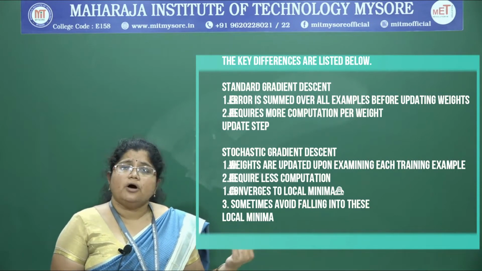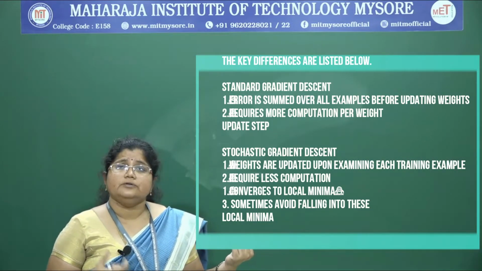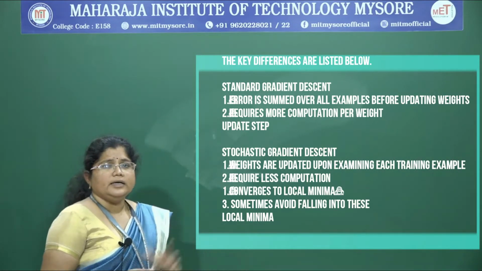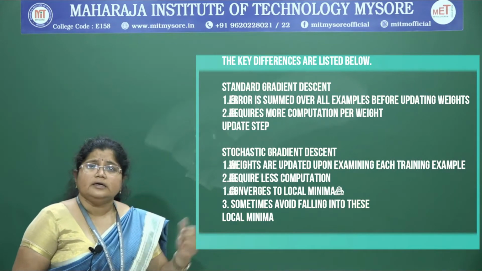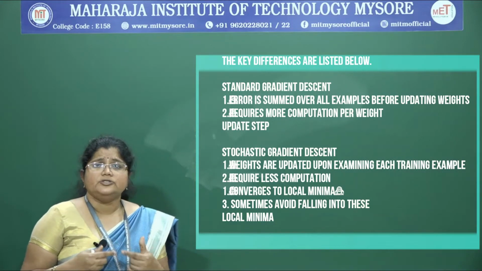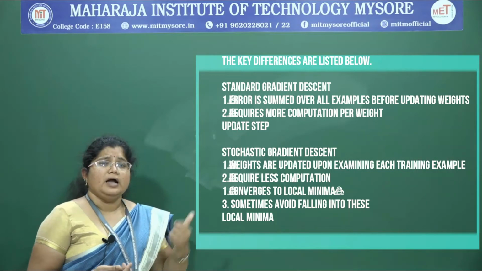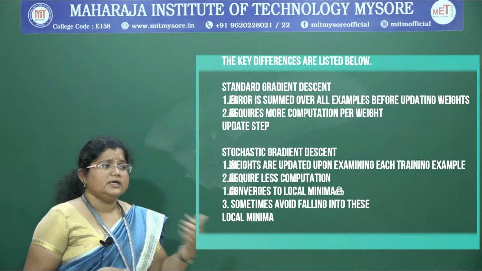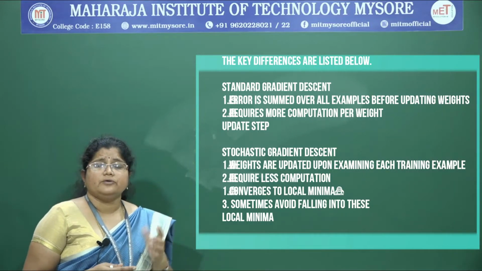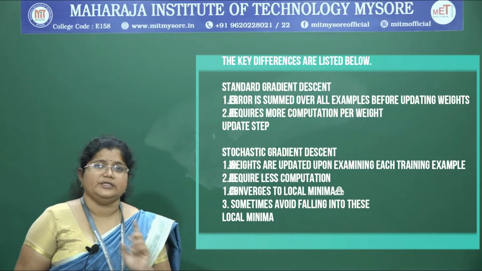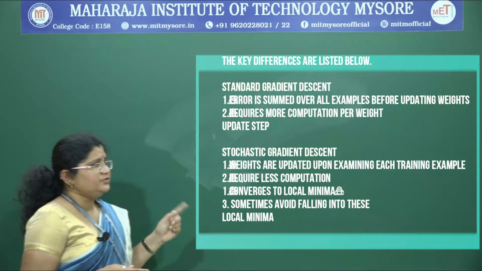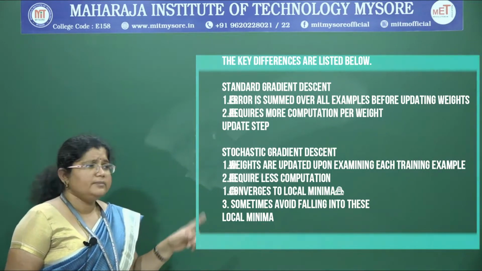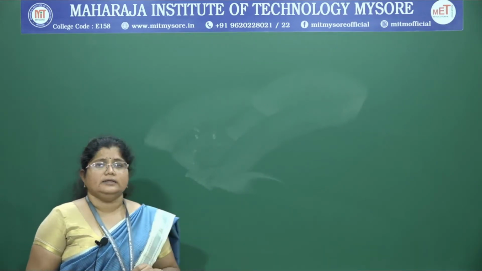So it does not try to find the global minima in a stochastic gradient algorithm, but a standard gradient descent algorithm tries to find the global minima and provide a global minimum point, that is, a minimum error, where we update the weights. So these are the three main differences between the stochastic gradient algorithm and the gradient algorithm.